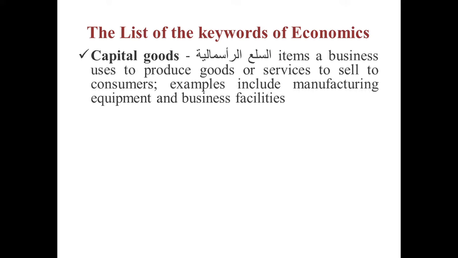Okay, so this is the list of basic economics terms and definitions to expand your vocabulary and deepen your understanding of key economics indicators. So please try to focus on the term rather than the definitions. The first term is capital goods. These are items a business uses to produce goods or services to sell to consumers. Examples include manufacturing equipment and business facilities.